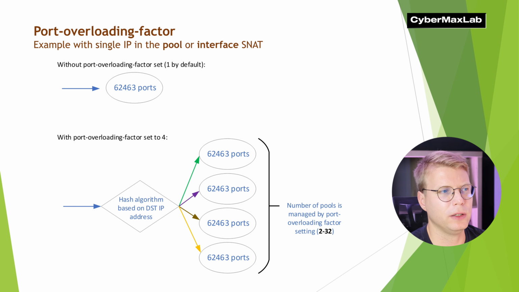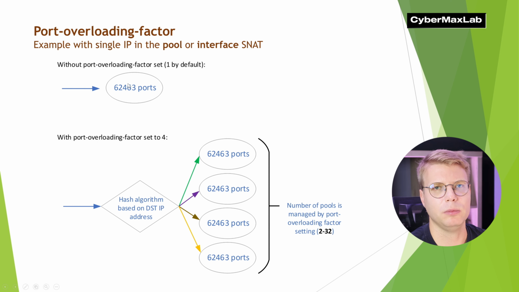Port overloading factor. This is a setting which can be applied for the interface NAT or for a certain pool, and it affects how the pool is utilized and how scalable the pool is. Let's take the example of just one IP address. If you don't use port overloading factor, which is set to 1 by default, you have a general pool containing all the available ports for your translations.